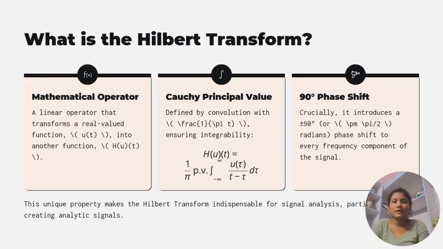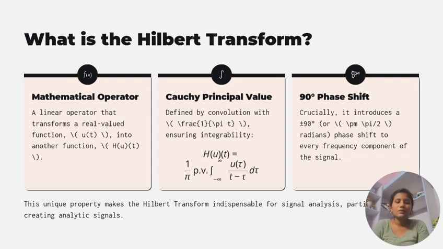What is the Hilbert transform? It is a mathematical operator, a linear operator that transforms a real valued function u of t into another function H of u of t. The Cauchy principal value is defined by convolution, ensuring integrability. Here H of u of t is equal to 1 by pi integral from minus infinity to infinity of u of tau by t minus tau d tau.